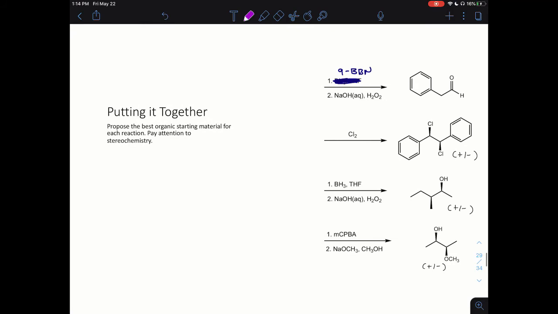Okay, we're going to take a look now. These are typically harder questions, so the predict the reactant questions. So go ahead and take a look at these and then come back.